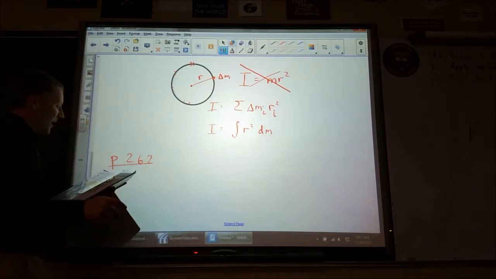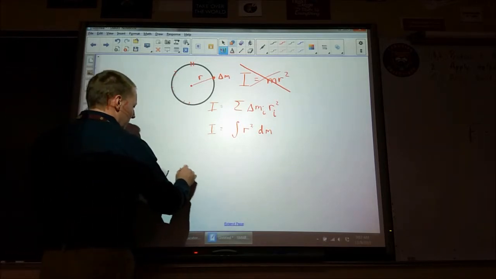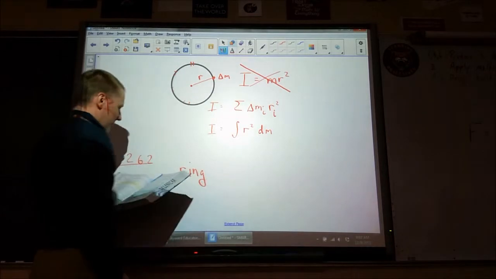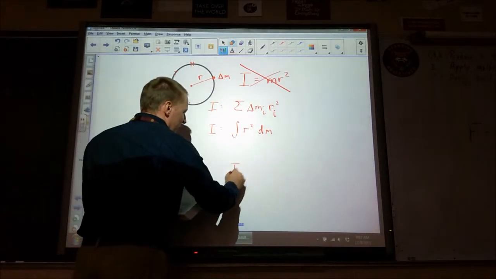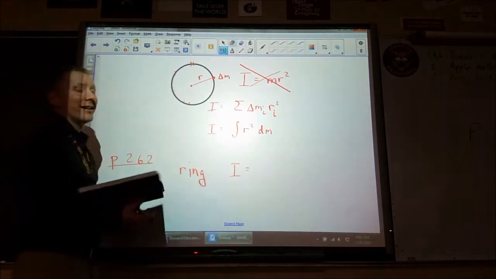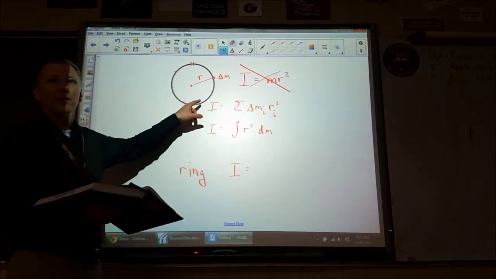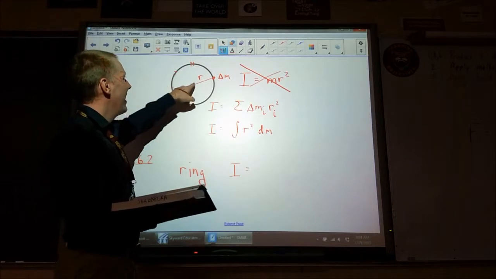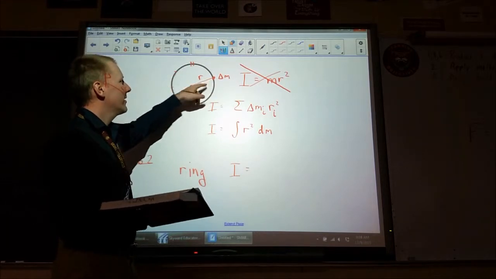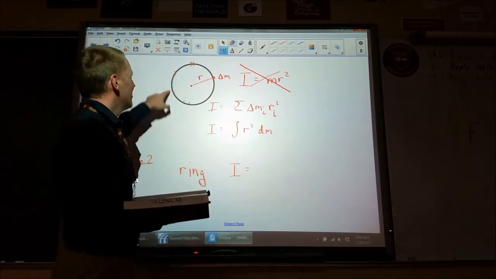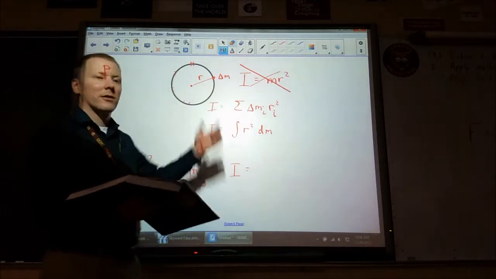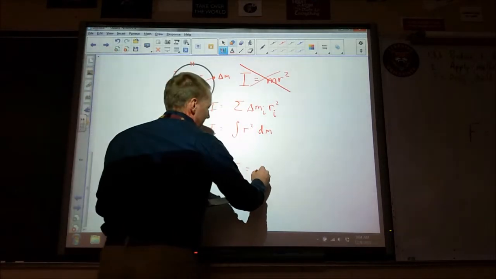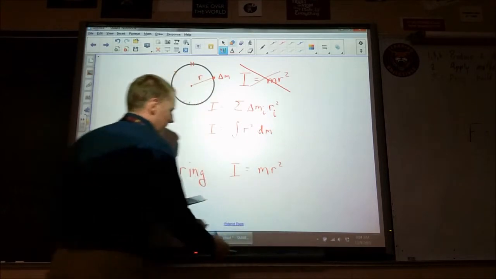But let's say that we've got a ring. The ring actually ends up looking just like our single point. Because if we added up all of these individual masses and multiplied them by the square of the radius, it would just add up to the total mass times the square of the radius. So that ends up looking like our basic definition, mr squared.